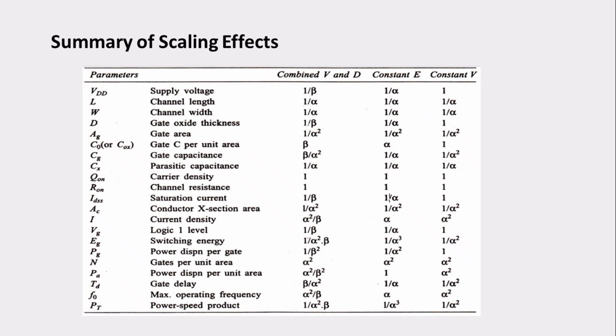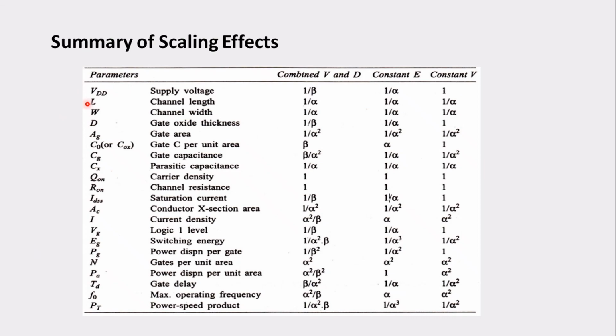We cannot simply scale down only one parameter. If you are going to scale down any device, then we have to look into all these things which will be affected. If you are shifting from 180 nanometer to 90 nanometer technology, all these parameters will be scaled down.